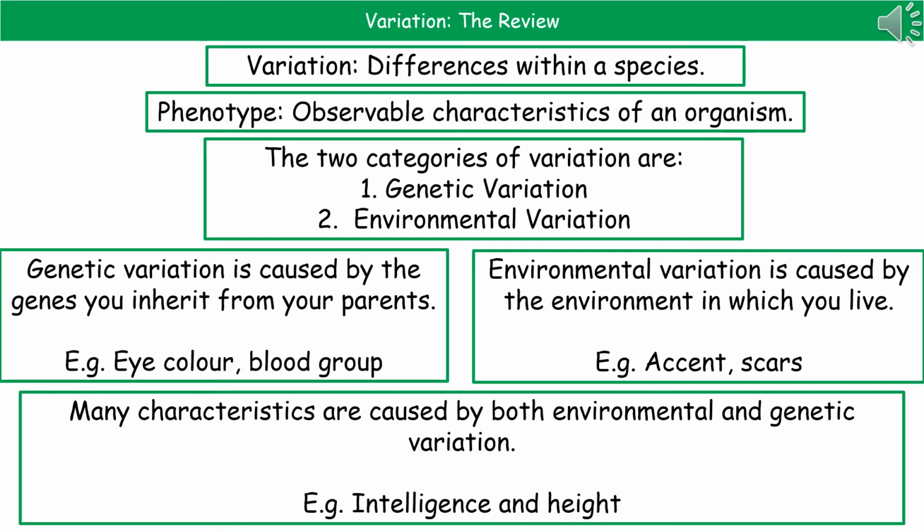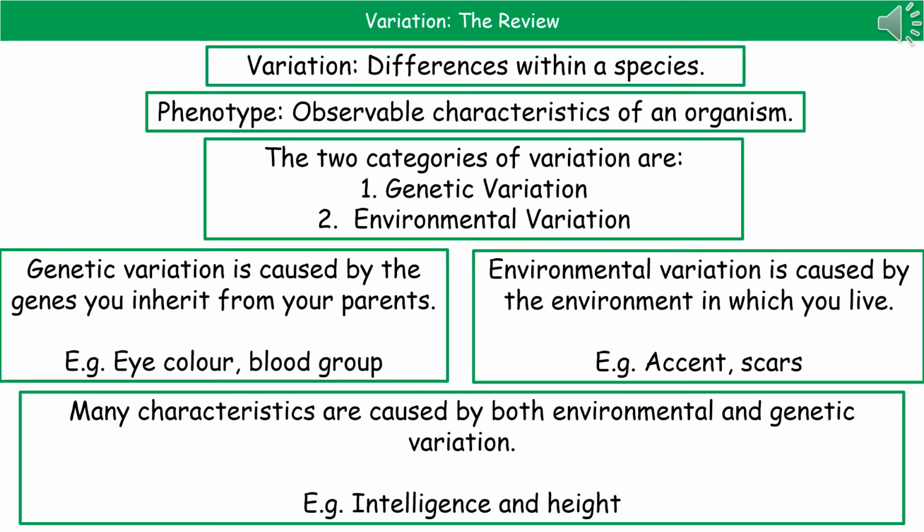So our second topic is about variation. So when we're talking about variation, these are differences within a species. And what we tend to see are the phenotypes, which are the observable characteristics of an organism. So we've got two categories of variation: genetic or environmental.